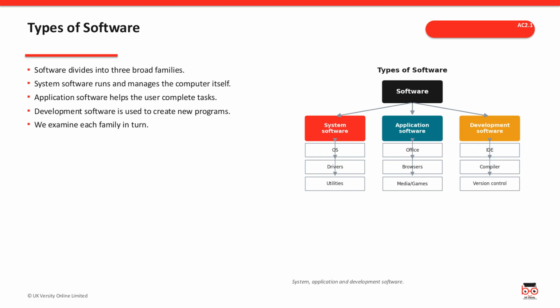Software splits neatly into three broad families. System software runs and manages the computer itself. Application software helps you get a specific job done. And development software is what programmers use to create brand new programs. Every piece of software you'll ever touch falls into one of those three groups. We'll take each one in turn over the next few slides.